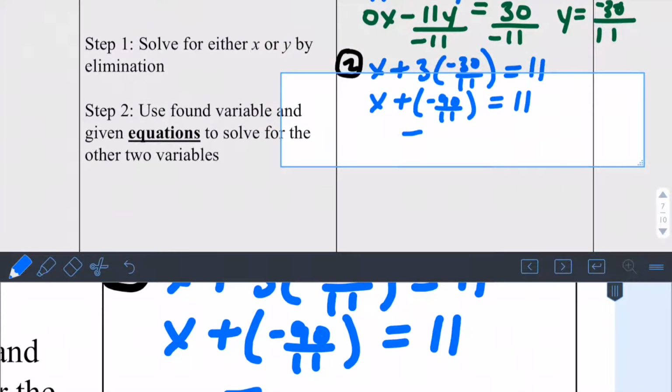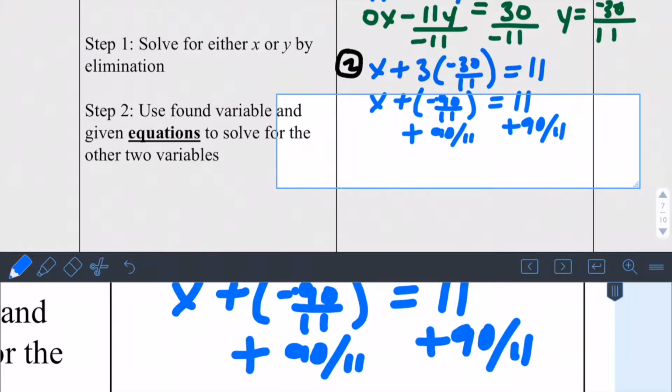We have to add this to both sides because this is a positive and a negative. So this is actually a negative here. So we have to add 90 elevenths to both sides. That's going to give us x is equal to 211 over 11.